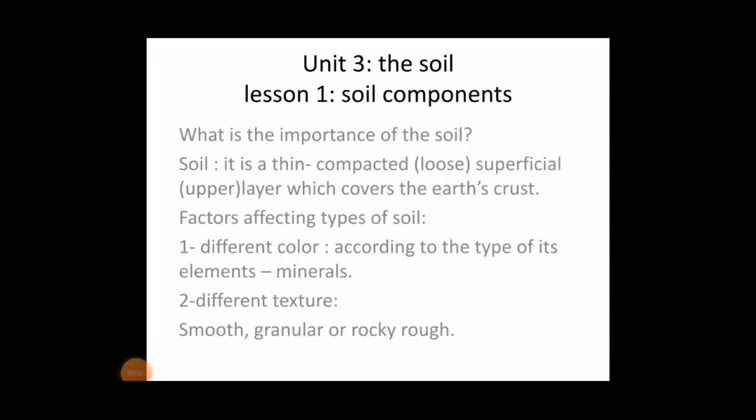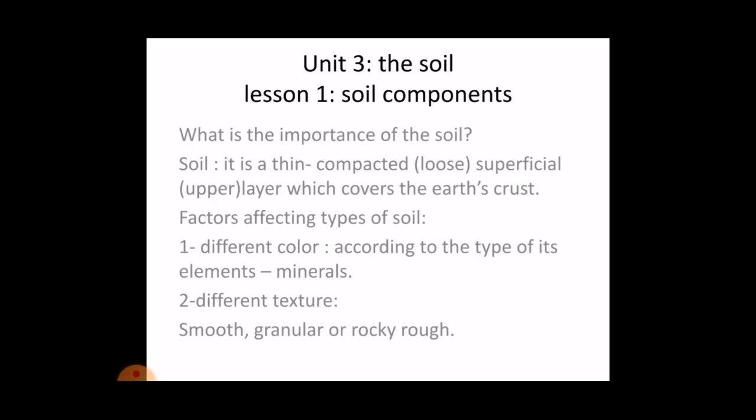My dear students, today we'll study Unit 3, Lesson 1, Soil Components. What is meant by soil? Soil is a thin, non-compacted or loose superficial layer which covers the Earth's crust. Non-compacted means loose. Superficial means the upper layer which covers the Earth's crust.